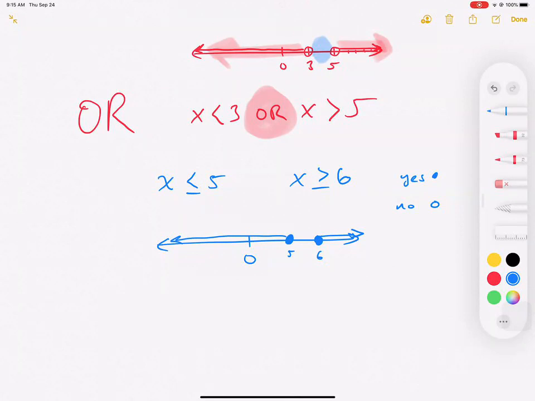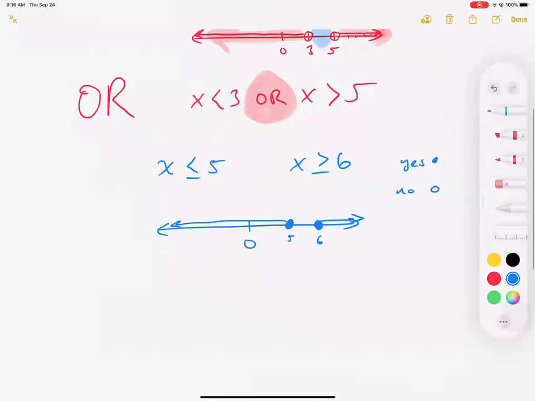There's no number that's bigger than 6 but also less than 5. Doesn't make any sense. Okay? So or is a huge thing. We use the word or all the time, and in different contexts. Like if someone asks you, do you want ice cream or pie for dessert? And then you can say, can you make that into an and? Ice cream and pie?